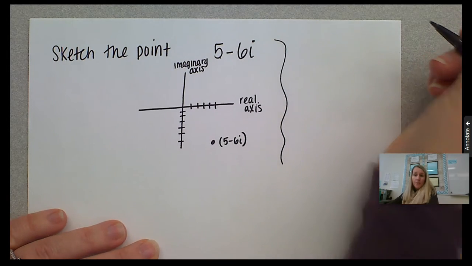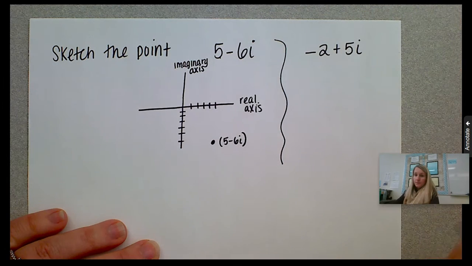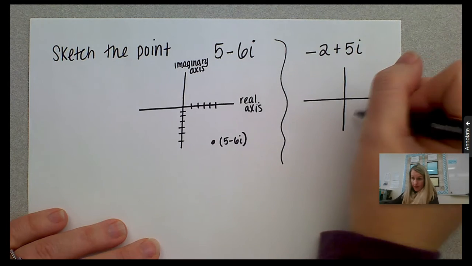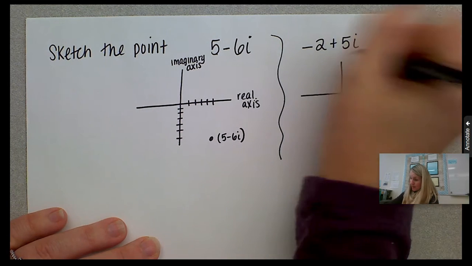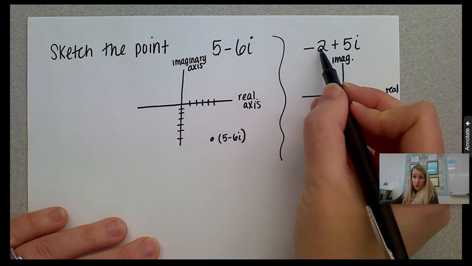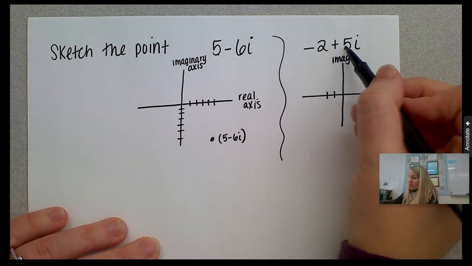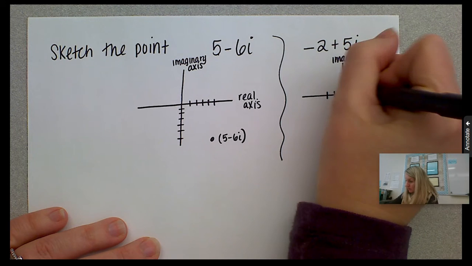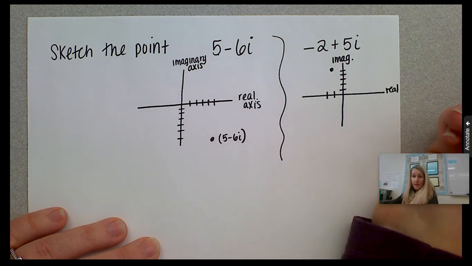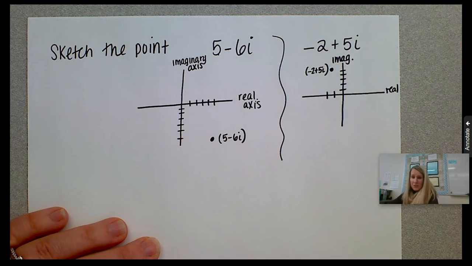If I said sketch the complex number negative 2 plus 5i, you would say, okay, axes, we're not saying x and y now, we're saying real and imaginary. The real part is negative 2. So on the real axis, I'm going to go to negative 2. The imaginary part is 5i, so 5. So I'm going to go to basically negative 2, 5. And that would be the point negative 2 plus 5i. And that's basically as crazy as it gets.